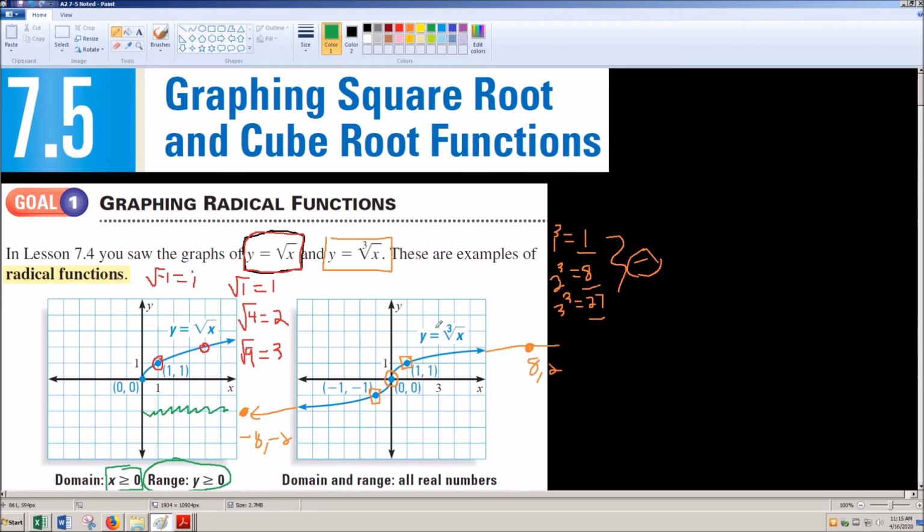For my domain and range for my cube root functions, these are going to be all real numbers. Now it may be hard to imagine because it doesn't seem like this is going up very fast. It's going up very, very slow, even slower than my square root, but this will eventually go to positive infinity off to the right and negative infinity down to the left here. So here I get all real numbers for my domain and my range for the cube root function.